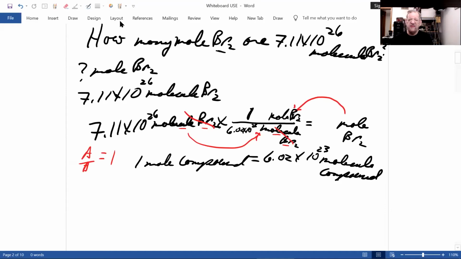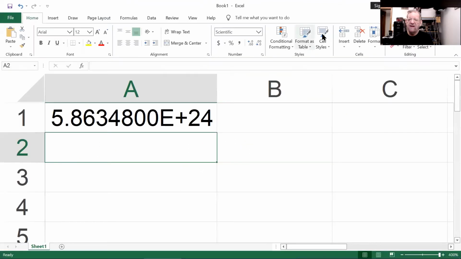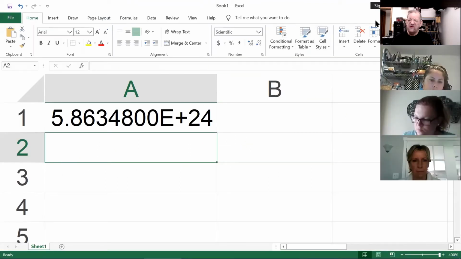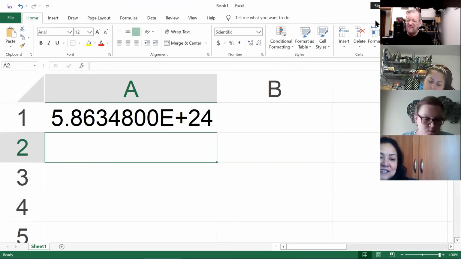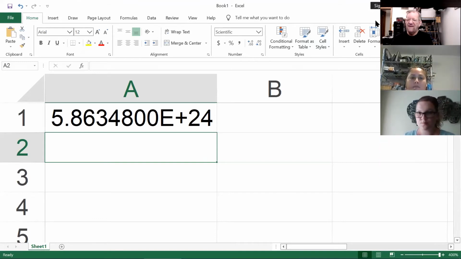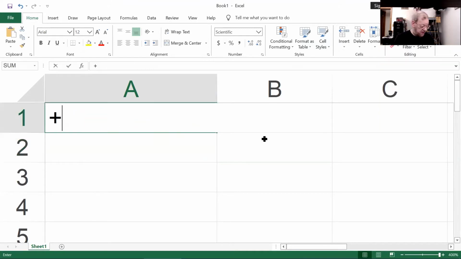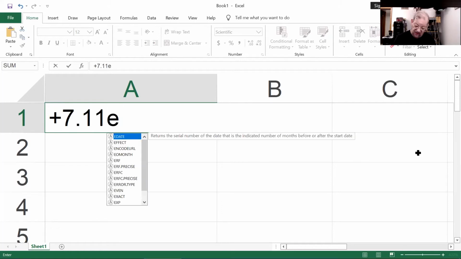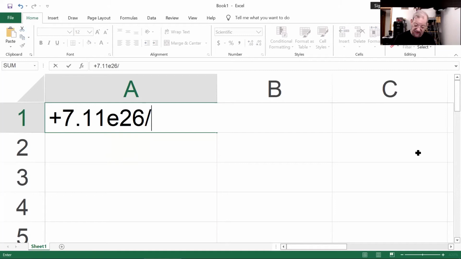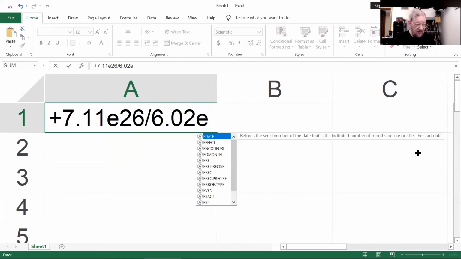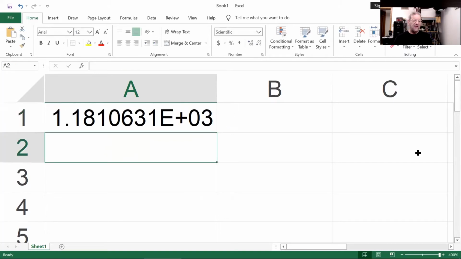And go to my spreadsheet. Everybody see the spreadsheet? I assume you can. Everybody, thank you. All right. And now I'll do, I want 7.11 times 10 to the 26th divided by Avogadro's number, 6.02 times 10 to the 23rd. And I get this number.